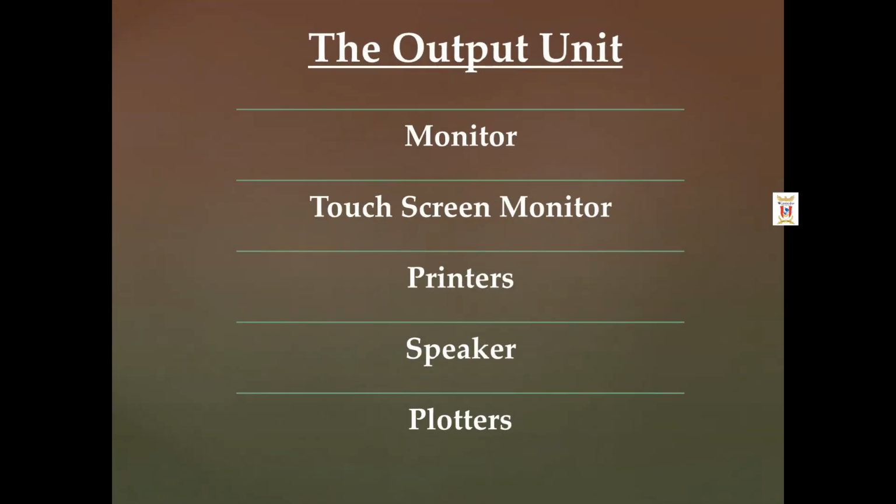The first one is monitor. Monitor is also known as VDU, visual display unit. It is an electronic visual display for the computer, just like television. Monitor also displays the output on the screen. We have 3 types of monitors. One is CRT, cathode ray tube. Second is LCD, liquid crystal display. And third is LED, light emitting diode.